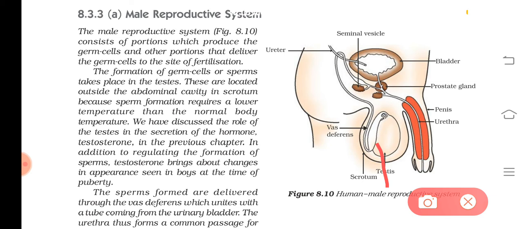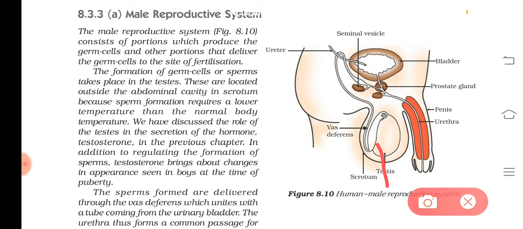Then you can see the major function of the testis is that it produces the sperms and also various hormones. The hormones of males are produced by the testis. So it can be asked, what is the function of testis? Testis produces what? The male hormones, and it also produces the sperms or the male gametes.